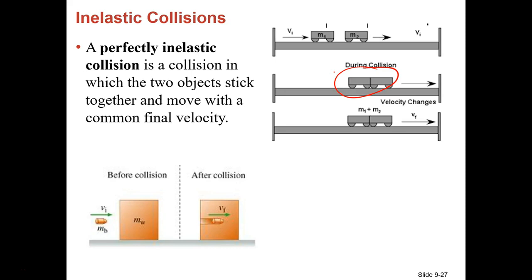Or in this case, whenever you have your block here and the bullet, when the bullet hits the block and they move together with one final velocity and the bullet is embedded within the block itself, that would also be a perfectly inelastic collision. So anytime it doesn't bounce off and they perfectly stick together, and they have a common final velocity, that means it is a perfectly inelastic collision.